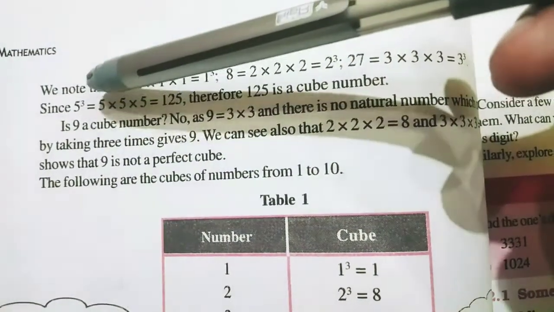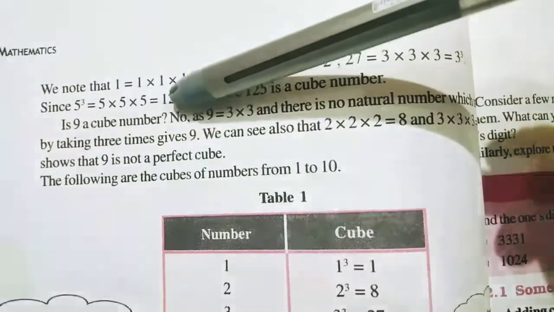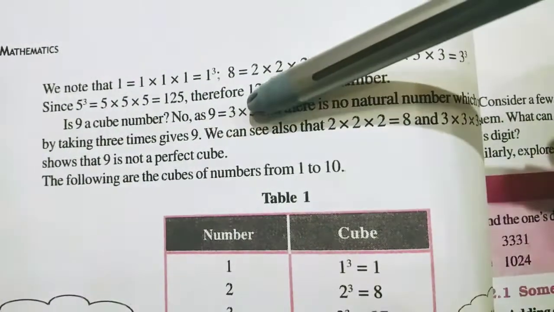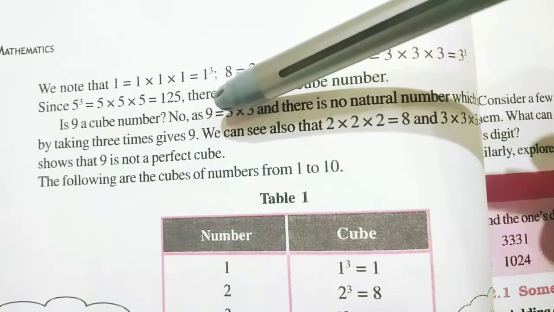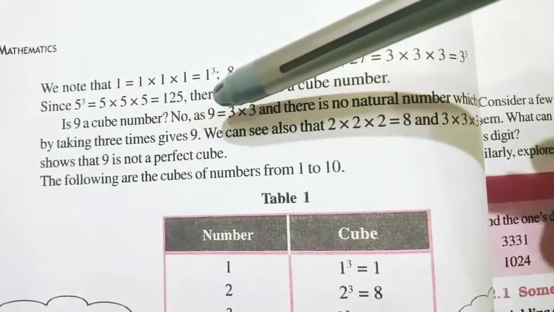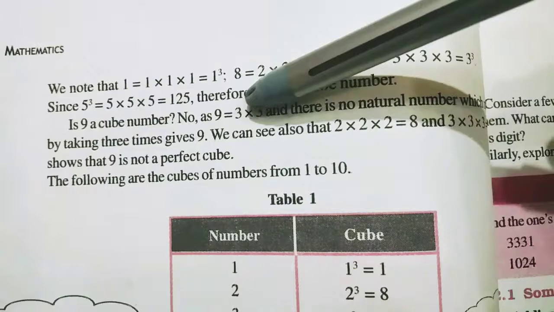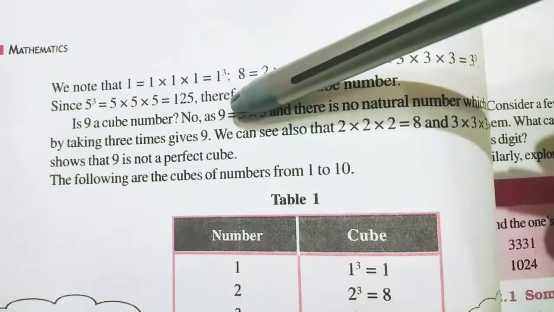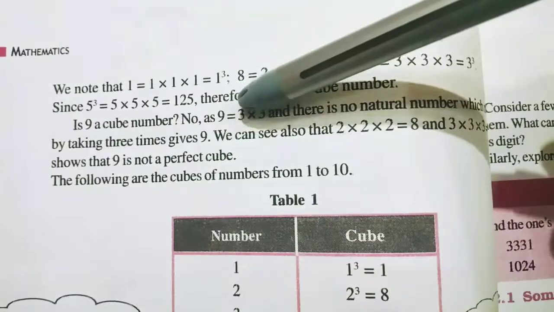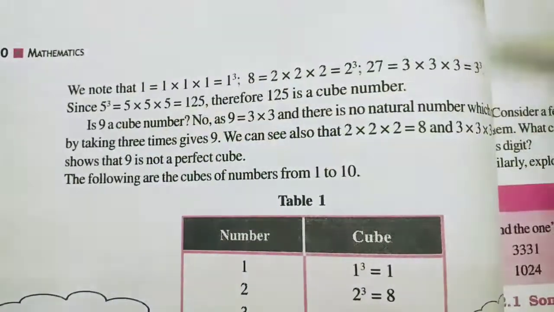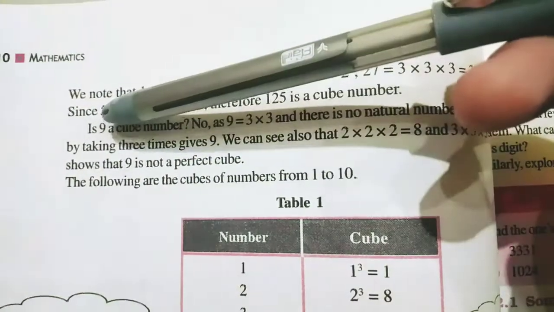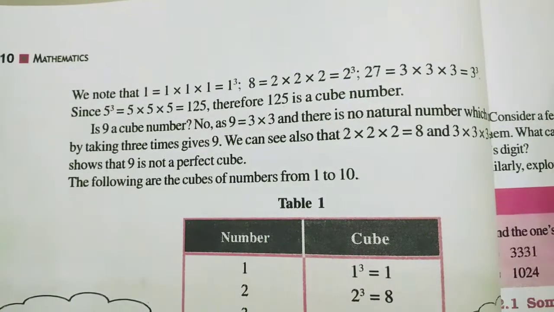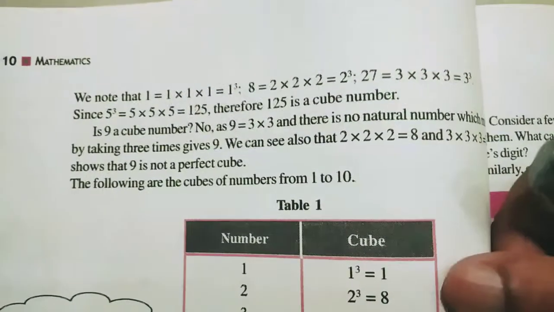Is 9 a cube number? Now let us test whether 9 is a cube number. No, because when we multiply 3 into 3, then 9 is coming. But in a cube, you have to multiply 3 times, and here 3 is multiplied only 2 times. That means it is not a cube, it is a square. 3 into 3 is 9, that is a square. 9 is not a perfect cube. To be a perfect cube, a number should be multiplied 3 times. That is the main thing you should remember. Understood?